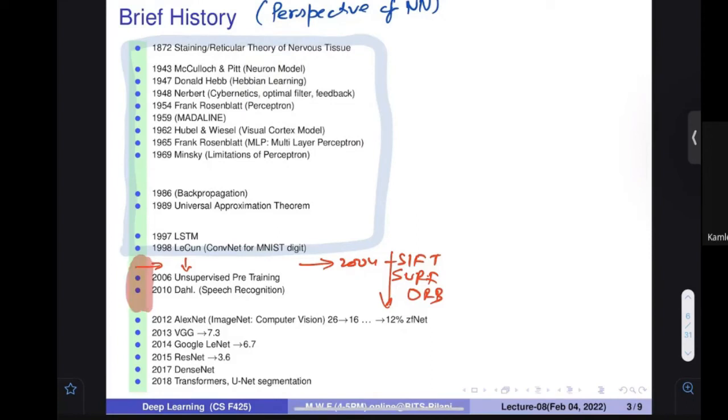But however, in between, the hardware capacity also started increasing, and hardware capacity and software capacity both combined, and the availability of a lot of data actually made things possible, and people started exploring this concept once again. So around 2006, there was a very important paper that talks about unsupervised pre-training.